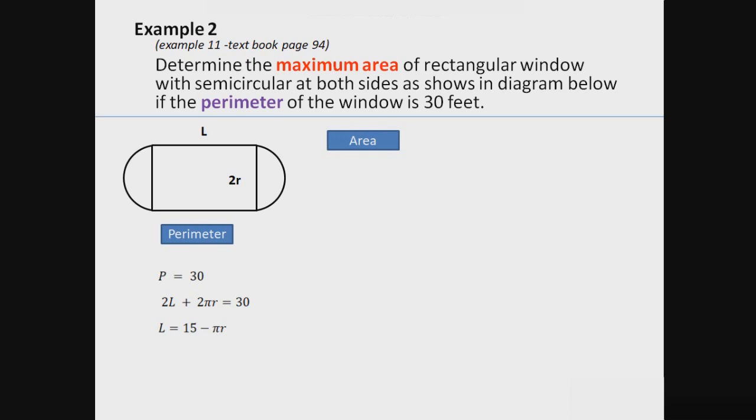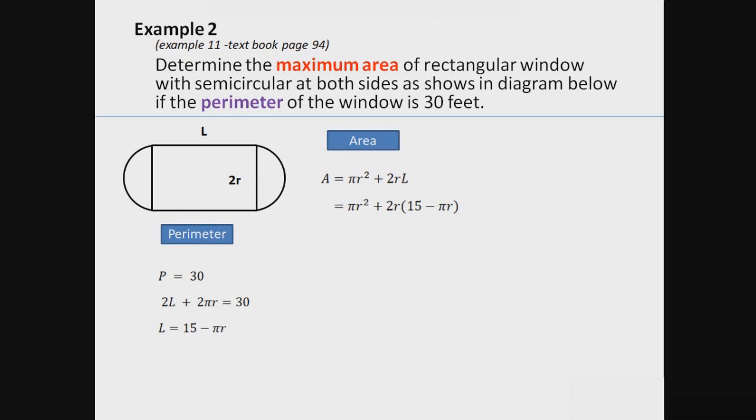And now we have to identify the formula for the area. The area of a semicircle is given as pi r squared over 2. Because it has two semicircles, we add another one, so actually we get 1 pi r squared. And then the area of the rectangle is actually L multiplied by 2r, so we get 2rL. So the total surface area is pi r squared plus 2rL.